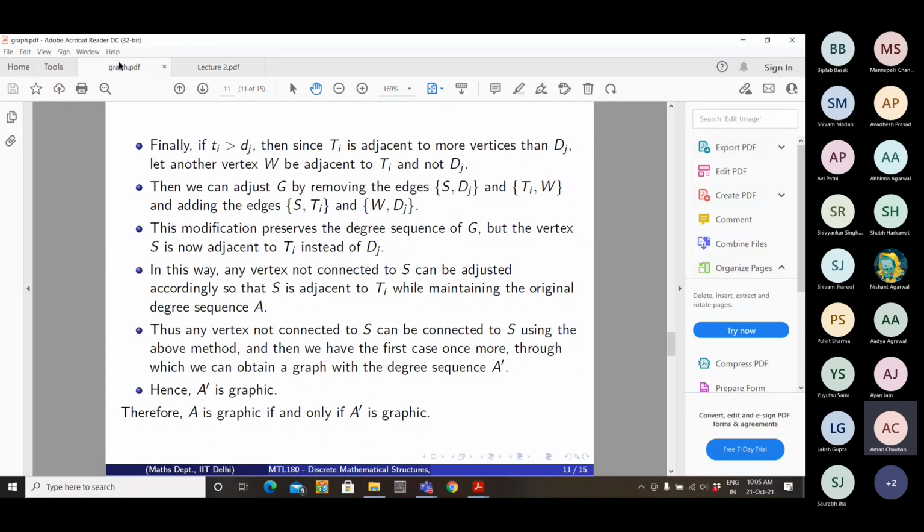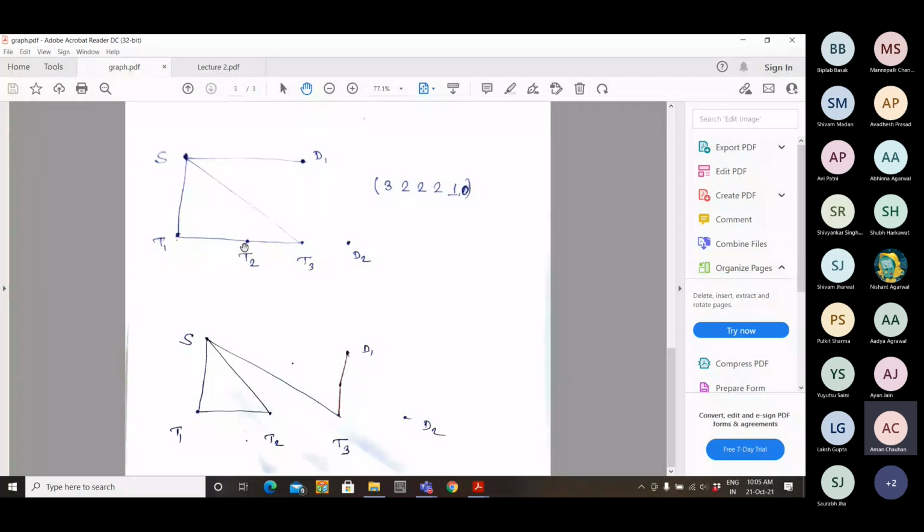So the same case we have here: T2 has degree 2 and D1 has degree 1, so there must be one vertex which is adjacent to T2 but not adjacent to D1. Here it is T3, because T2 is not adjacent to S anyway. So T2 is adjacent to T3, but T3 and D1 are not adjacent. Now we remove the edges T2 T3 and S D1, and add the edges S T2 and T3 D1.